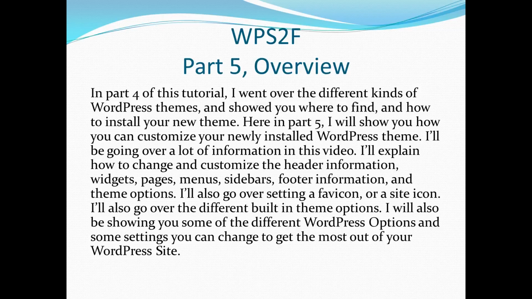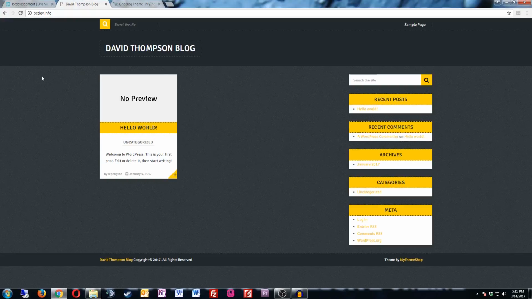I'll be going over a lot of information in this video. I'll explain how to change and customize the header information, widgets, pages, menus, sidebars, footer information, and theme options. I'll also go over setting a favicon or a site icon, and the different built-in theme options. I will also be showing you some of the different WordPress options and some settings you can change to get the most out of your WordPress site. With all that being said, let's get right into the tutorial.